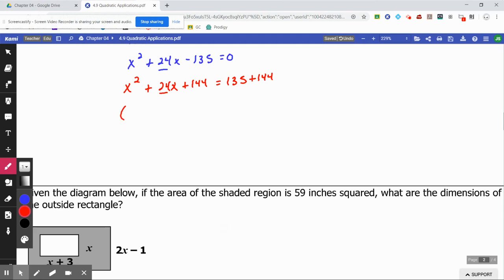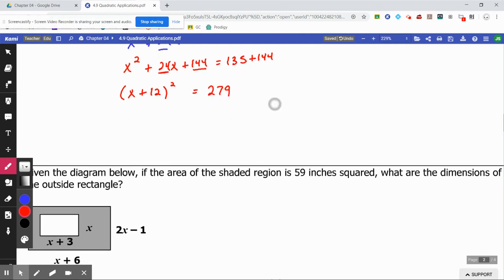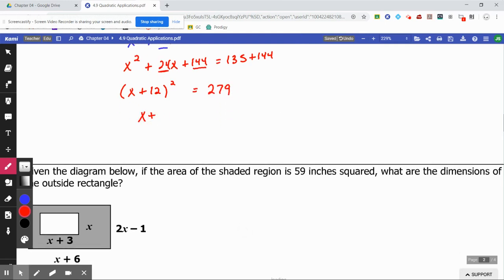You now have, this will factor. It's going to be a perfect square. X times itself, what adds, multiplies will always be half of the 24. 135 and 144 is a 279. Next step, to get rid of a square, we plus and minus square root of 279. And to move the 12 over, we're going to subtract.